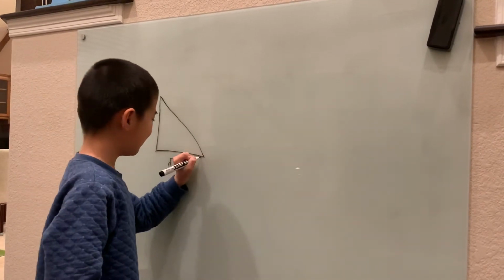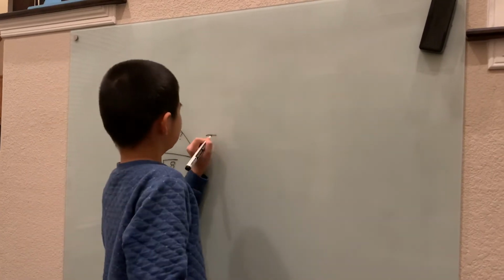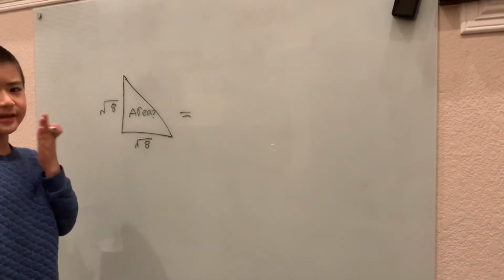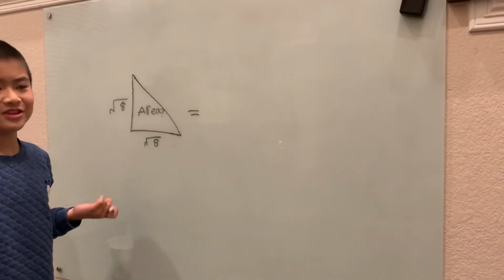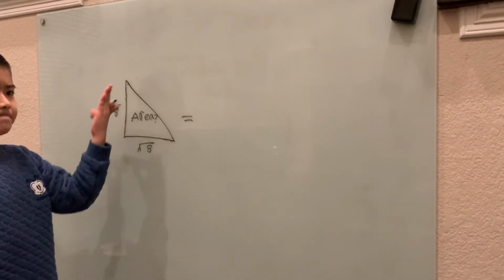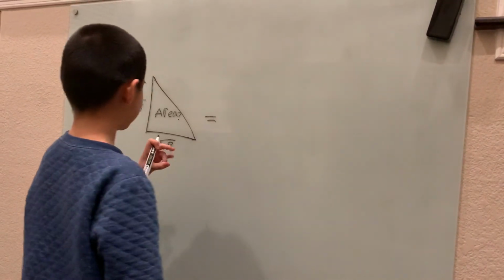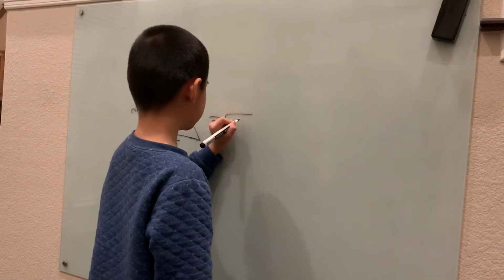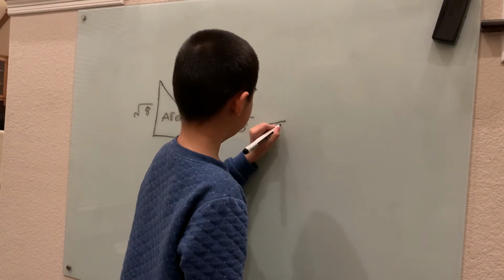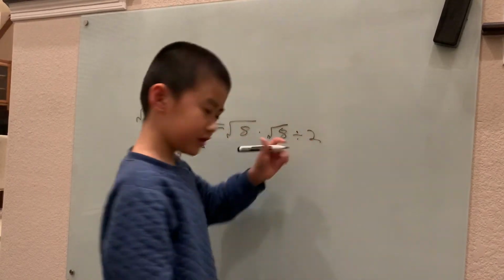Now I'm stuck. No idea what to do. Area. But at least we do know the formula for finding the area of a right triangle. Of course, we just multiply its two legs and then divide by 2. At least try it. So I'm multiplying the two side lengths and gonna divide by 2, and you already know why, right?